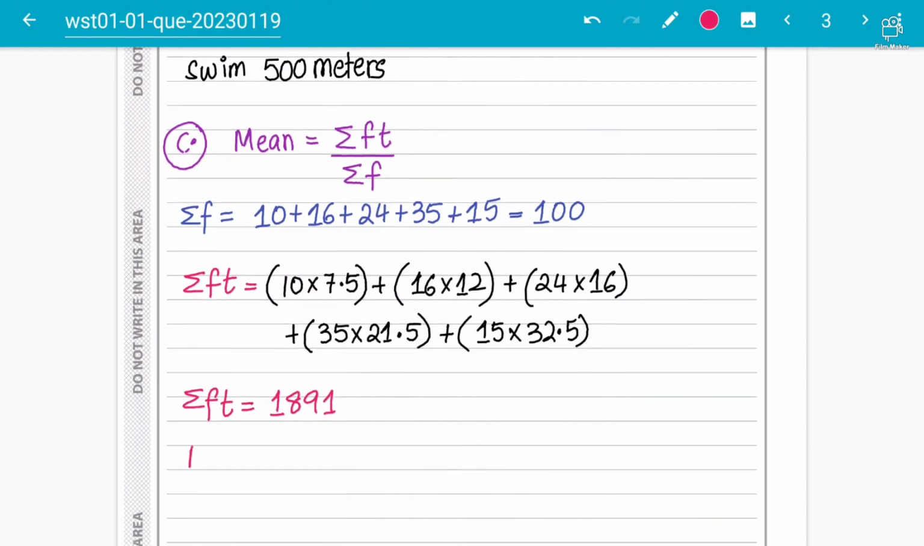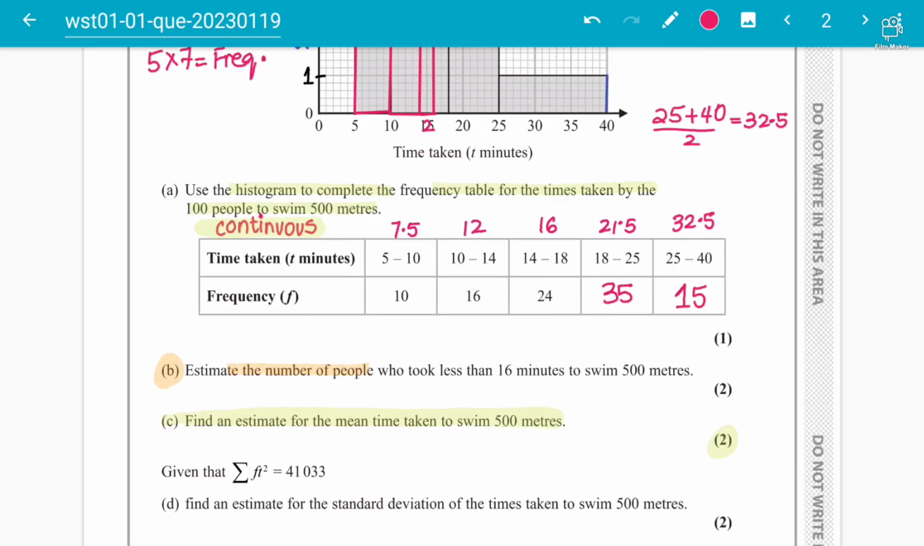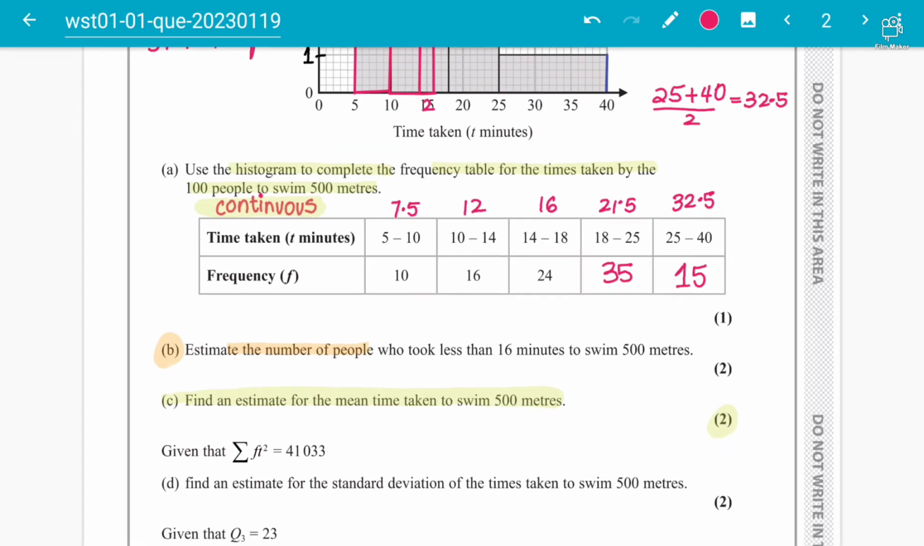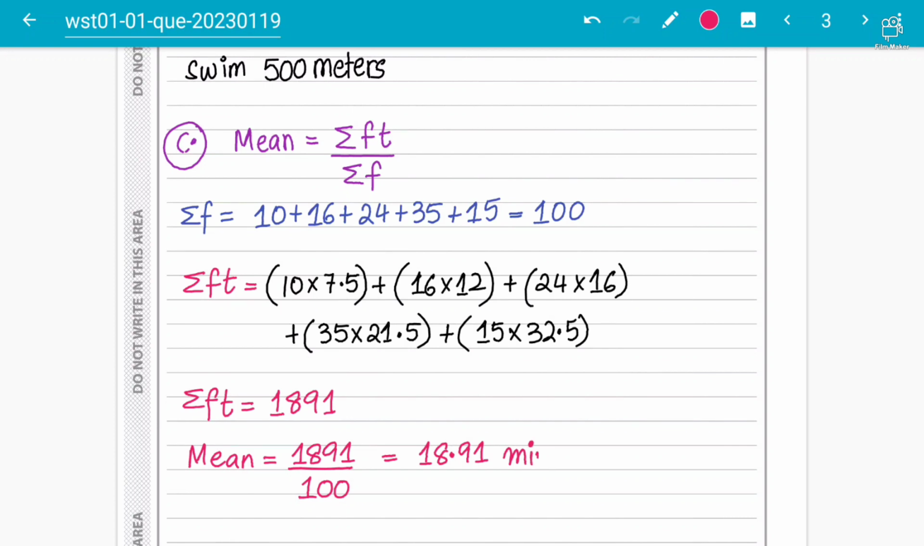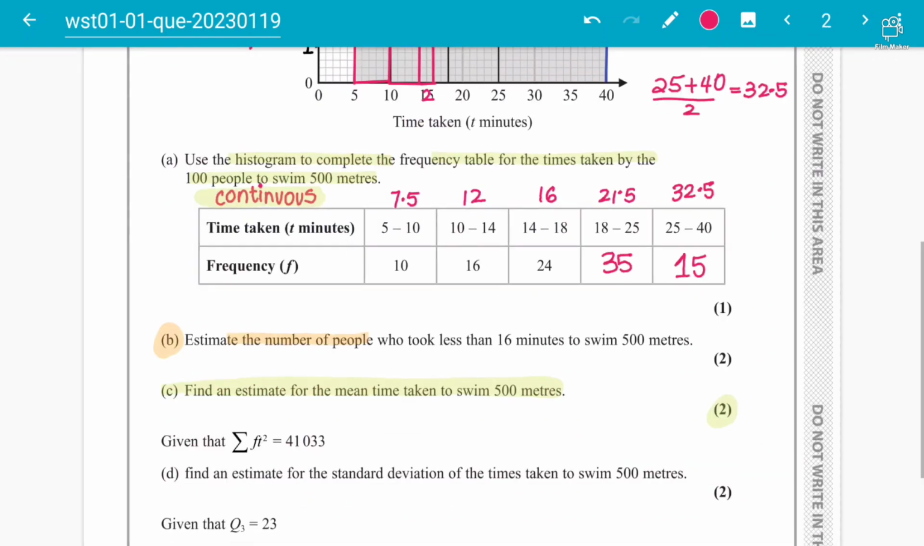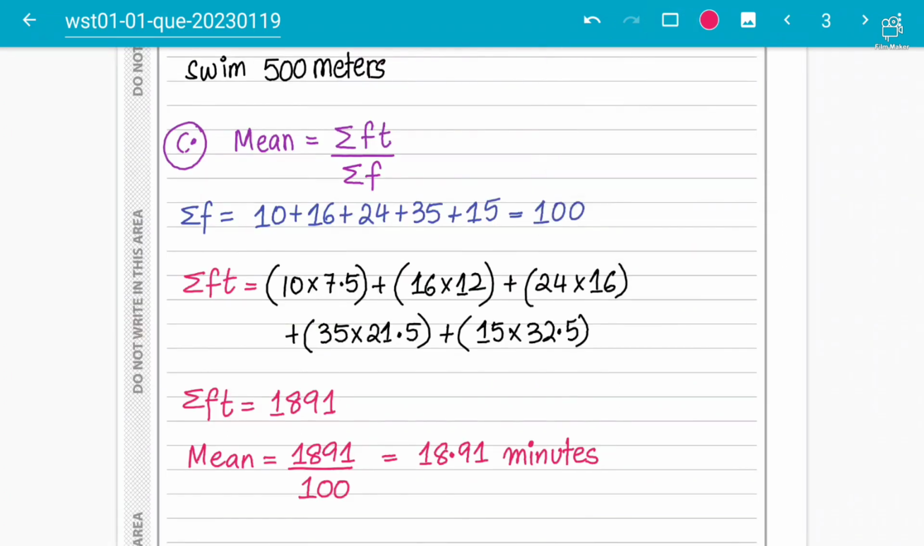And the mean will be 1891 divided by 100. So I got 18.91 minutes as the mean. Find an estimate for the mean time taken. So 18.91 minutes is the mean time. Students, that should be your answer to swim 500 meters. That's the average time. So we have done part C as well.